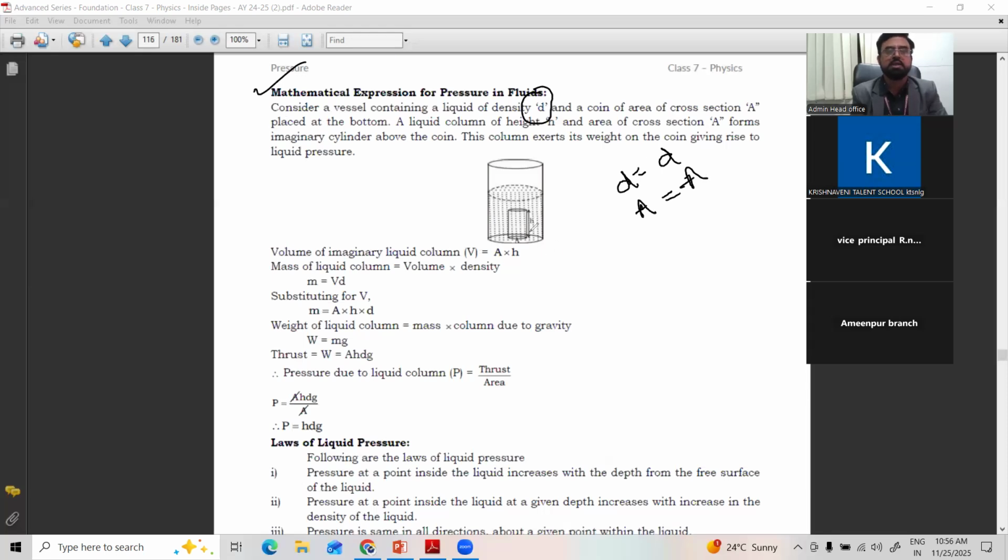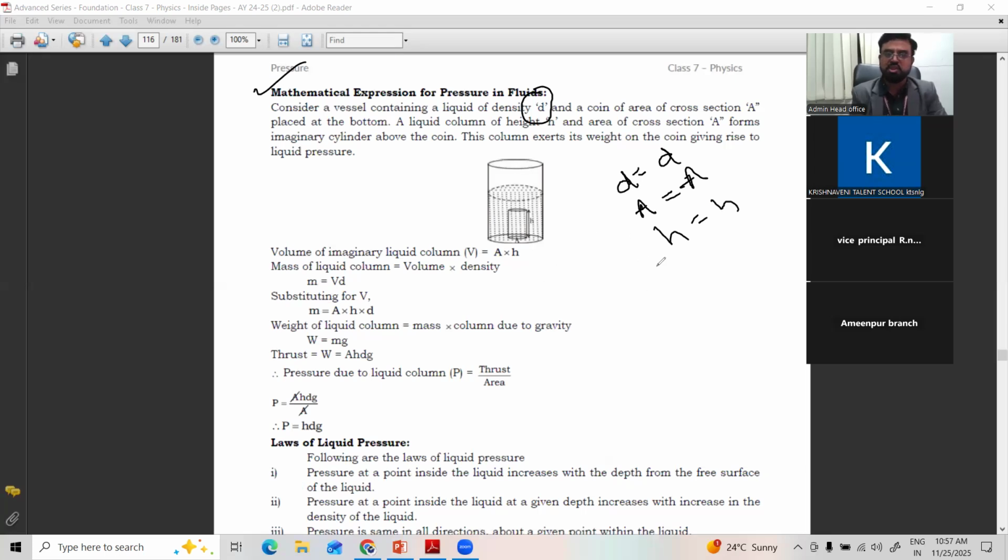Placed at the bottom, see here, the coin is placed at the bottom. A liquid column of height H. So this is height H. Height H and area of cross section A form an imaginary cylinder above the coin. Read this: this column exerts its weight on the coin, giving rise to liquid pressure. So because of the pressure of the liquid, the coin will undergo it.